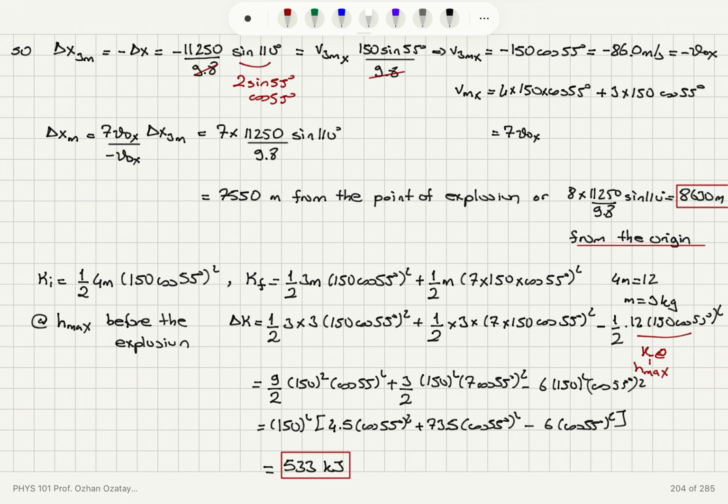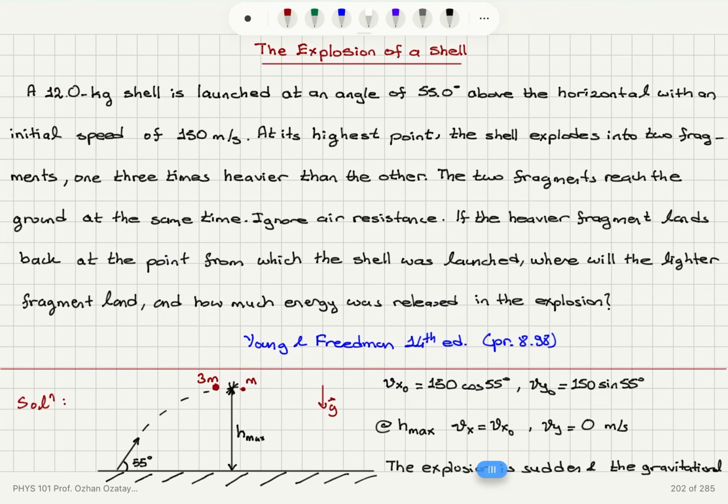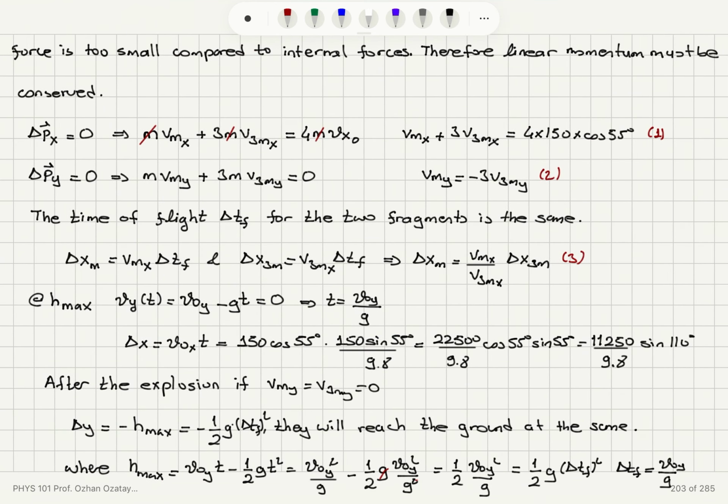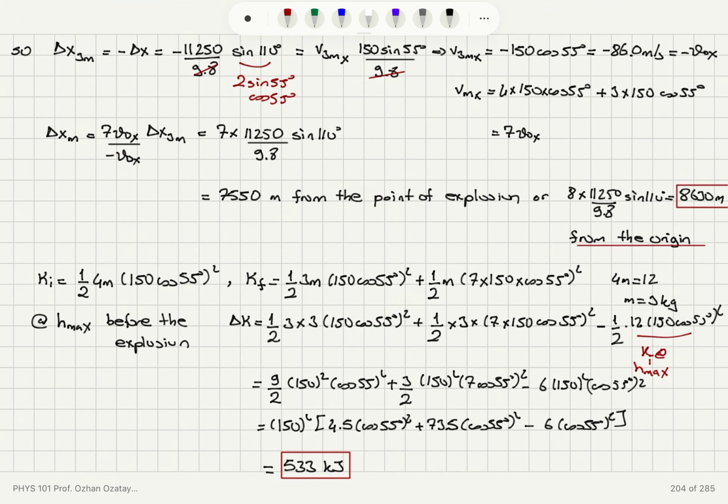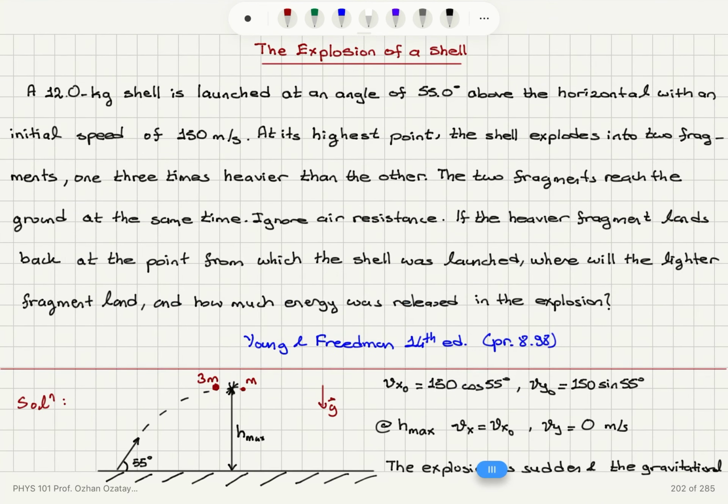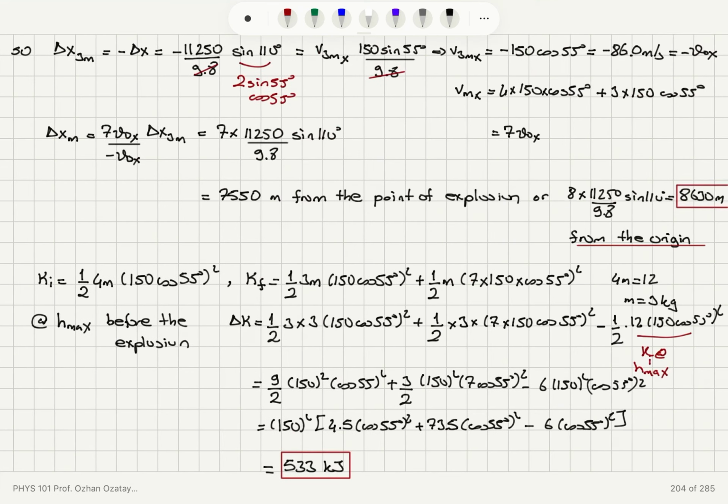And delta xm, the distance traveled by m with respect to the point of explosion, will be vmx times delta tf. Vmx times delta tf is 7 times delta x3m, which is 7,550. So this travels 7 times delta x3m. This is delta x3m. So the total distance between them is 8 times delta x3m, which is 8,630 meters from the origin where the shell was launched.